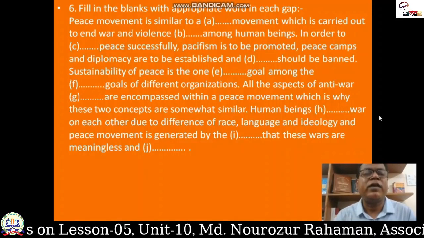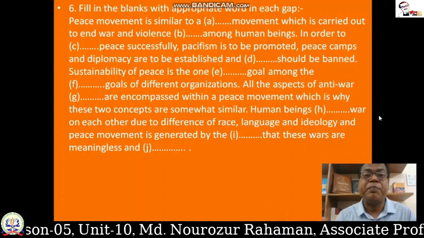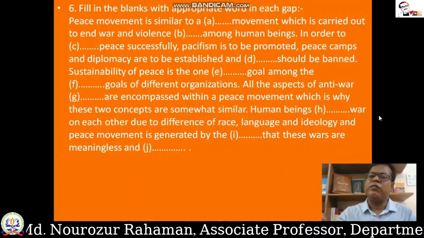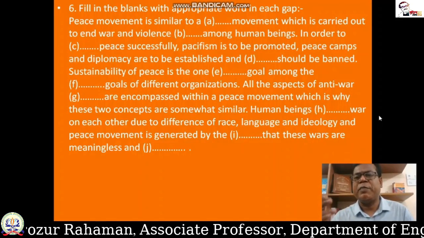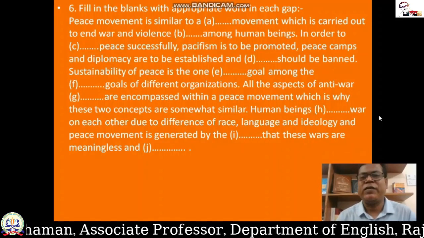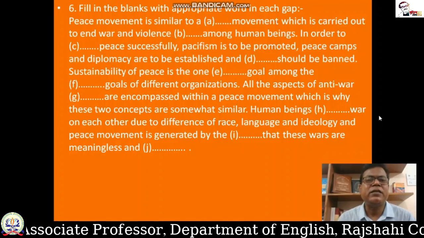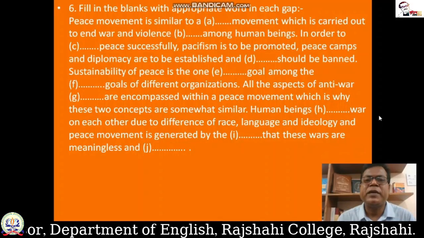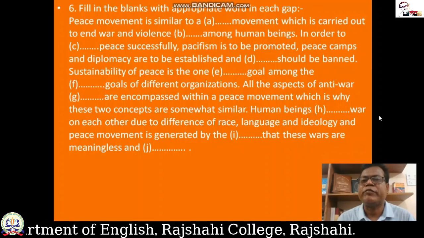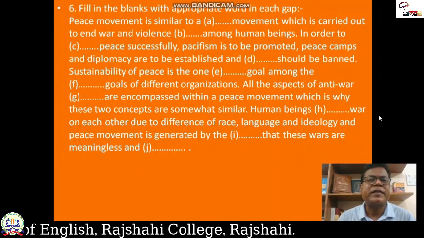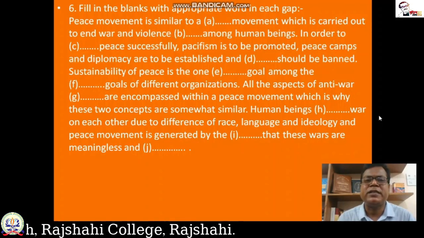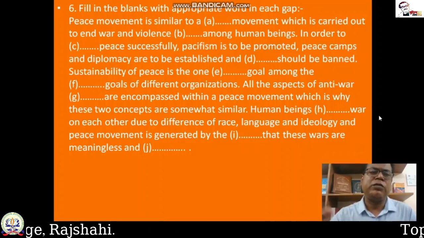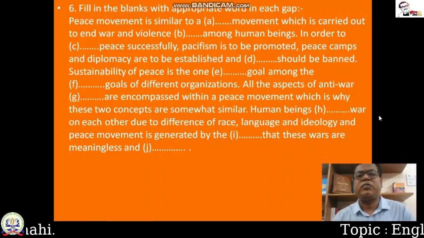In order to dash peace successfully. What is the aim of the peace movements? To achieve peace, to promote peace, to sustain peace. So after the phrase in order to, you should use a verb, right? So in order to achieve peace, we can use achieve in blank C. In order to achieve peace successfully, pacifism is to be promoted. Peace camps and diplomacy are to be established. You can also use sustain or promote.